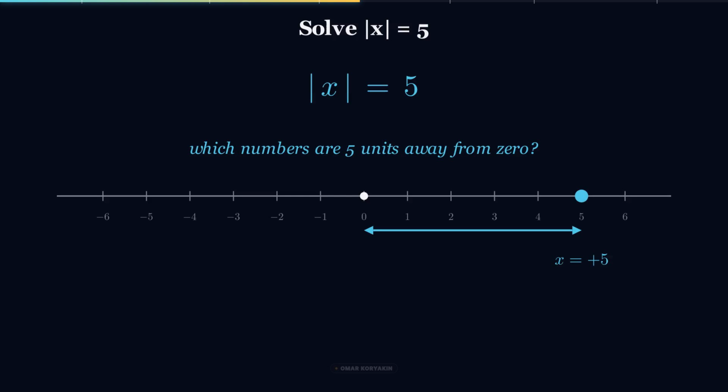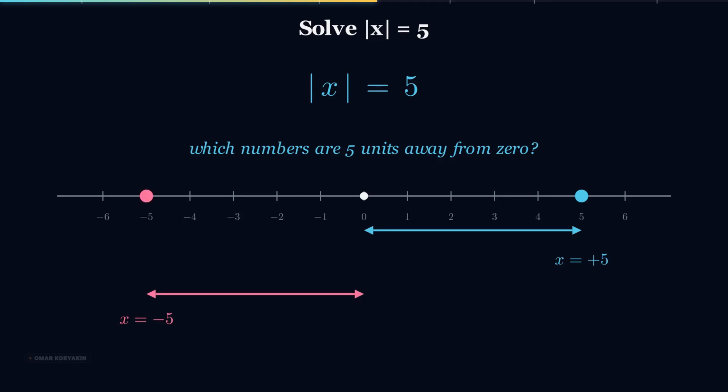First answer. Move 5 units to the right of 0 and we land on +5. A cyan dot appears at the tick for 5 and a cyan double arrow shows the 5-unit jump from 0. The label below says x equals +5, which is one solution to the equation. So far this matches the obvious guess most students make at first glance.